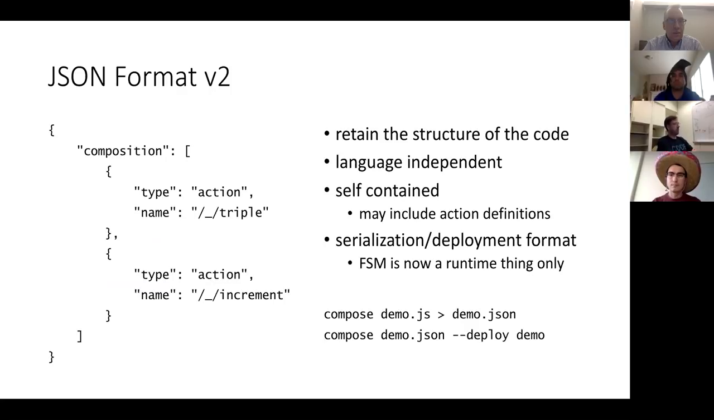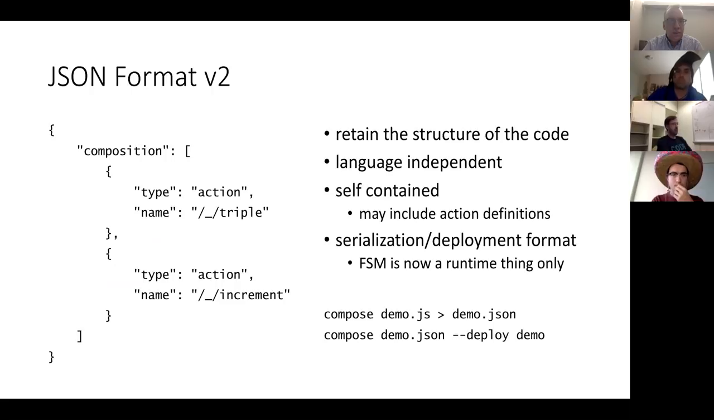You have an example on the left, and that's pretty much something that looks very, very similar to what the composition was in the first place. So here we're saying this is a composition. This composition is an array, which means it's a sequence. It has 2 steps. These 2 steps are actions. And so the great benefit of that is it retains the structure of the code.